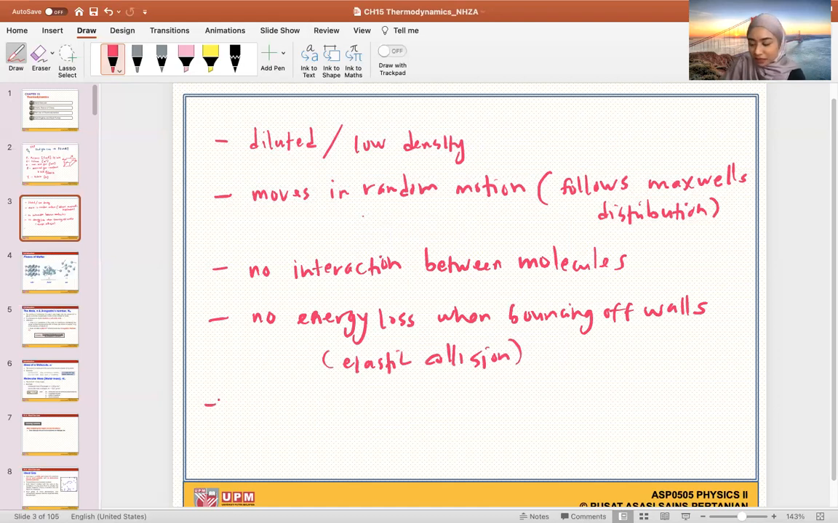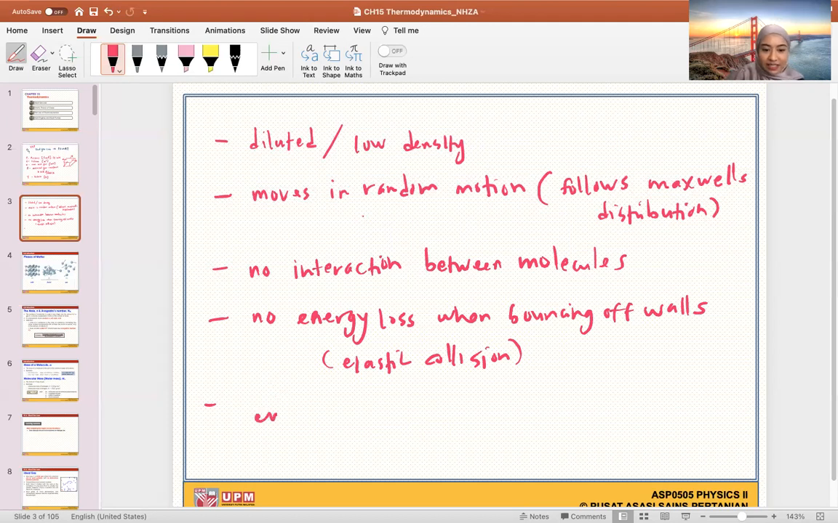Kita dah belajar elastic collision kan last semester? Momentum belajar last semester kan? Betul lah tu. Okay, elastic collision. Lepas tu, what else? Each particle of ideal gas is point-like. Lagi sekali, tak dengar. Sorry. Each particle of ideal gas is point-like. Oh, point-like. Okay, okay.